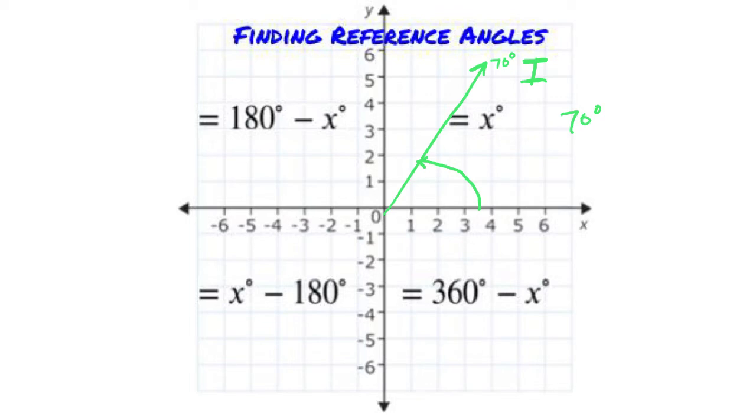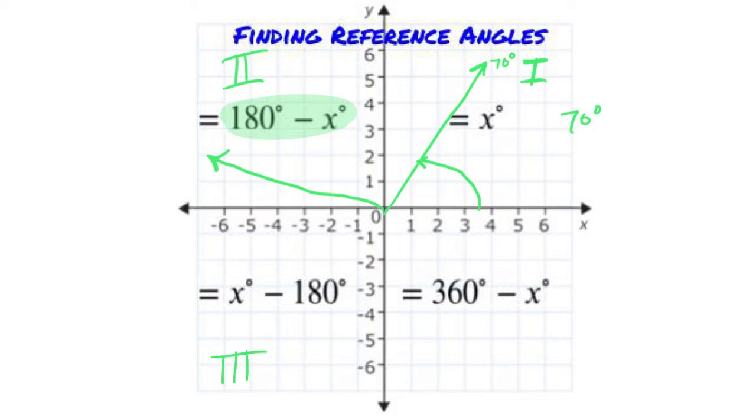If we get a terminal side that lands in quadrant 2, remember quadrant 2 is our top left here. If we have a reference angle that ends in quadrant 2, the way that we calculate our reference angle is we take 180 minus the angle of interest. So if we back up to the one that was 135, if you did 180 minus 135, that would give you your reference angle.